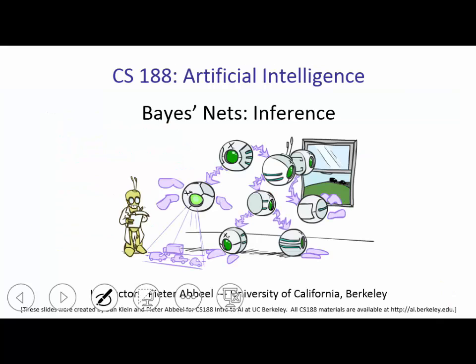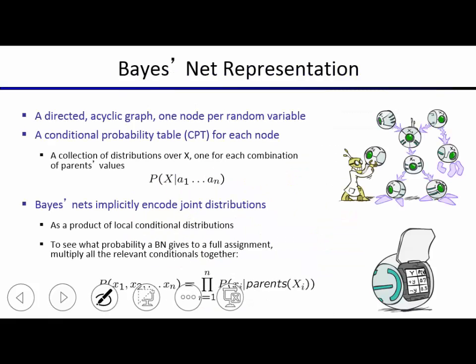All right, let's dive right in then. Today we're gonna cover Bayes net inference. What was a Bayes net? A Bayes net is a way to represent probability distributions by specifying a directed acyclic graph, which has one node per random variable. And then in addition to specifying the graph, you specify conditional probability distributions.